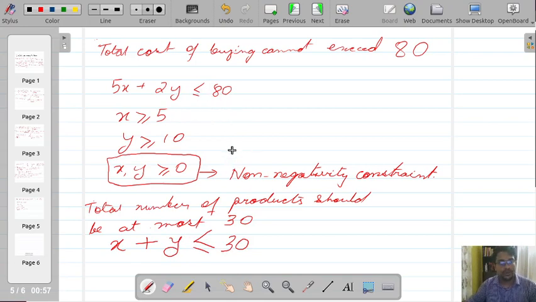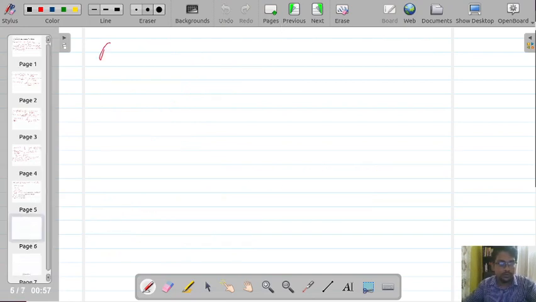So this is one example of how a linear programming problem comes up in a day-to-day situation. There are basically two types of linear programming problem. One is the minimization problem.